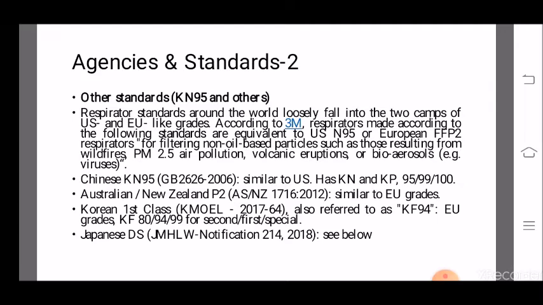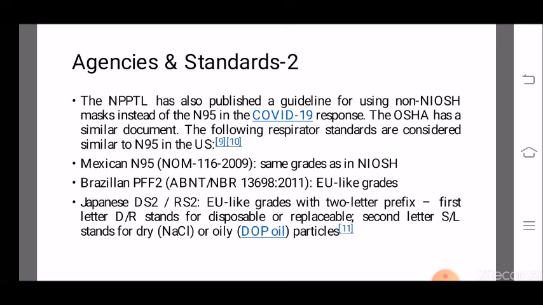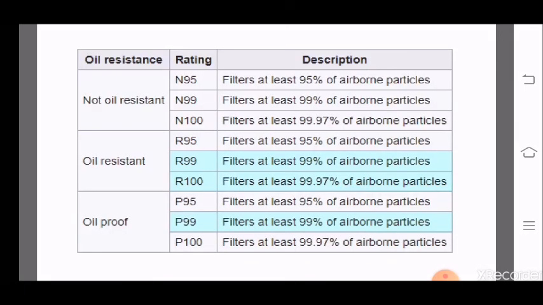The filtration criteria is 2.5 ppm, parts per million, for the N95. So various countries are having various standards designated as KN standards, KP standards, EU standards, KF standards, and DS standards. The NPPTL 99 and R100 are used. So we have to concentrate on the ratings. N ratings are for non-oil resistance, R ratings are for oil resistance, and P ratings are for oil proofness.